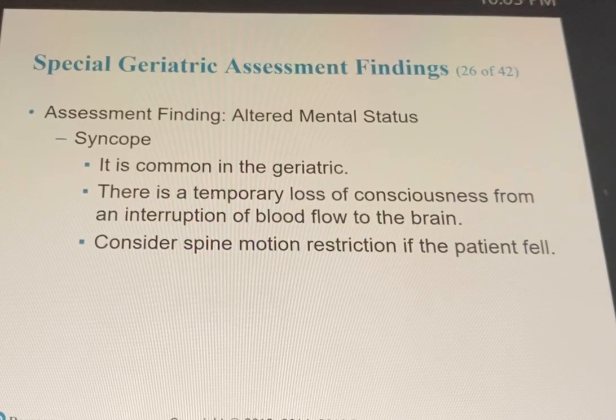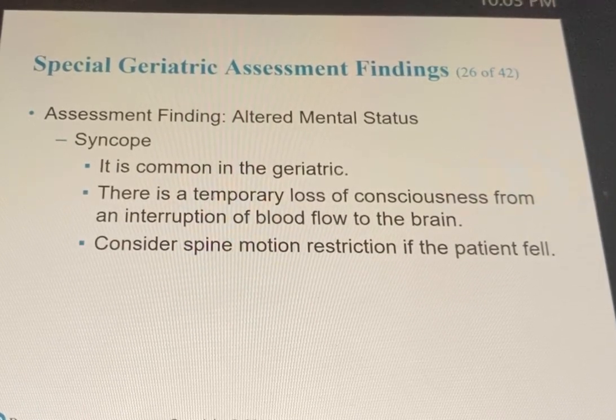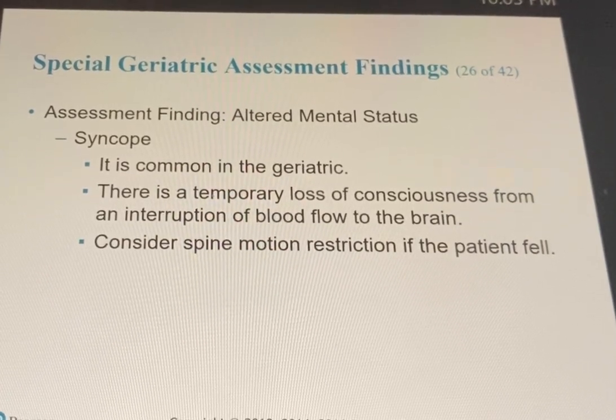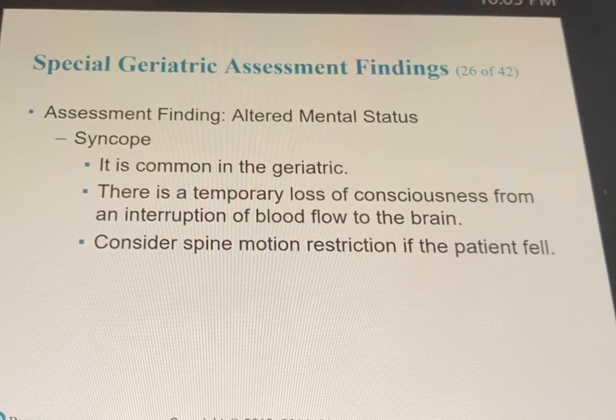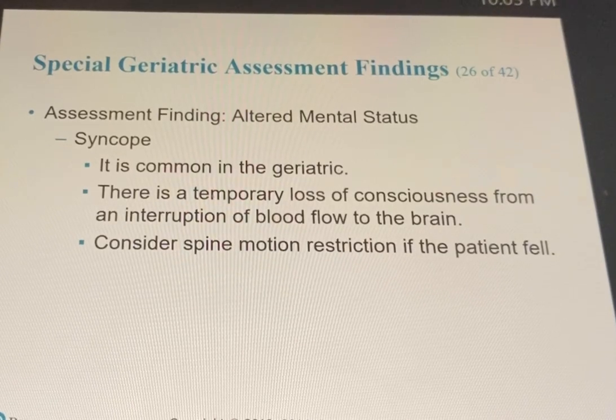All right, syncope. This is like passing out. You'll hear this as a syncopal episode. "Done fell out" is a common one. Syncope is a temporary loss of responsiveness that usually reverses when the patient is lying down.